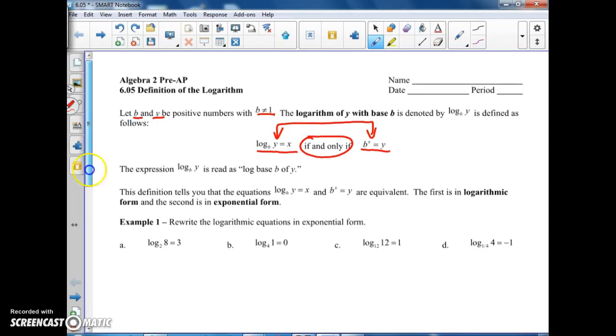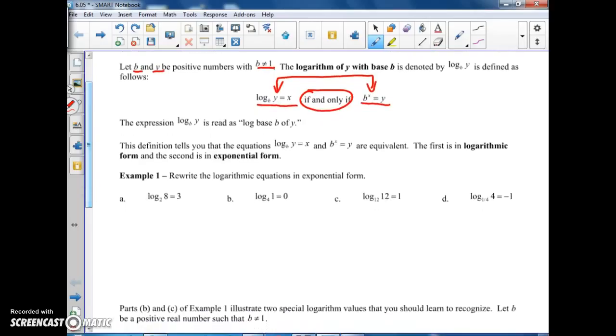Now look at this. The expression log b of y is read as log base b of y. This definition tells you that the equation log base b of y equals x and this, b to the x power equals y, are equivalent. Once again, you can go back and forth with these two, which is how you're going to be taught how to do logarithms. The first is a logarithmic form, and the second is an exponential form.